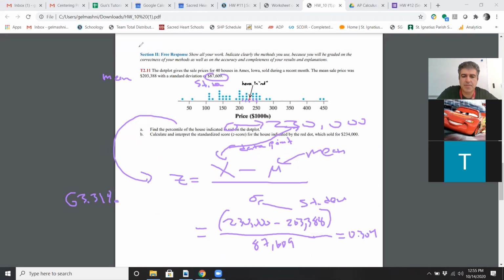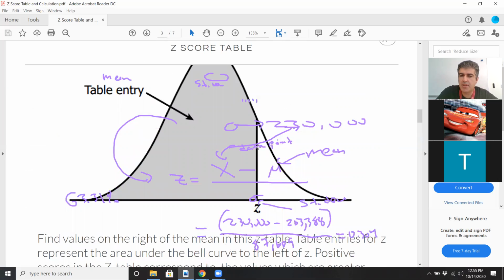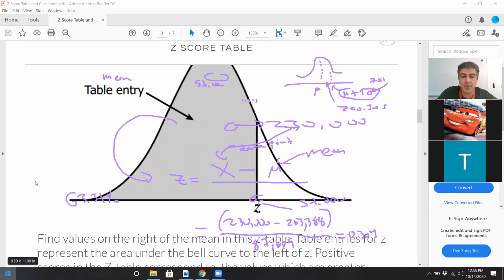Because what the z-table does, it tells you what percentage is to the left of where you're located. And remember, a z-score of 0.304 means that you're 0.3 standard deviations above the mean. So if this was the mean right here, this is mu plus 1 standard deviation. When the z-score is 0.304, you're going to be somewhere in the middle there. Remember, a z-score of 1 will be precisely the mean plus 1 standard deviation. So that kind of makes sense. That would be the 63.31 percentile. Now, a more precise way you could do this is in the calculator.